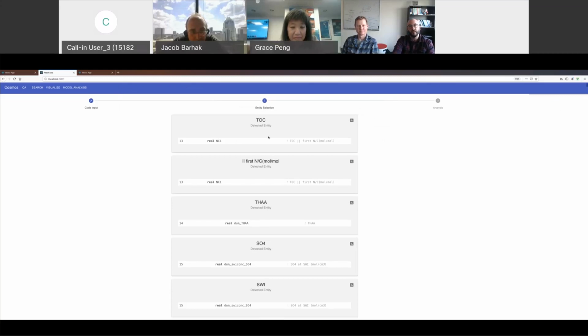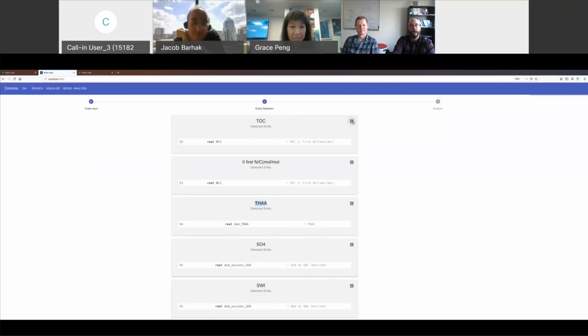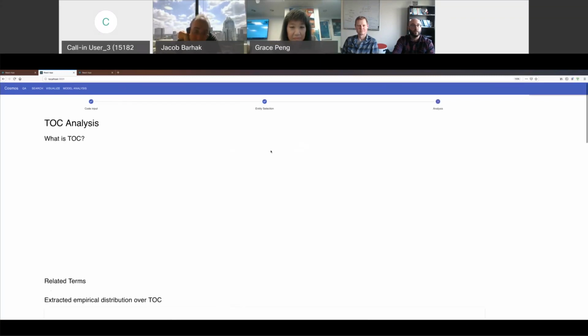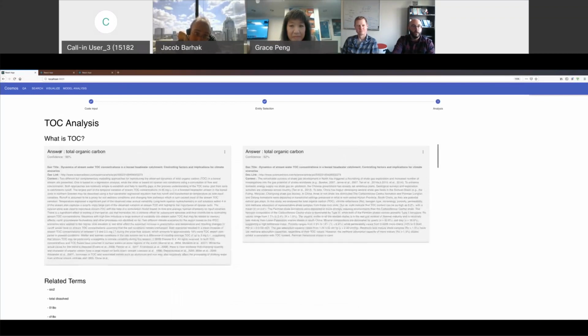So what the system has done here is identified, by running simple natural language processing techniques, certain entities such as TOC and THAA present in your code. And you can analyze these results and get a visualization like this one that will give you an overview of these scientific quantities. What you will see here is a compilation of different microservices running on top of Cosmos, such as question answering or related terms based on word embeddings, so contextual embeddings.